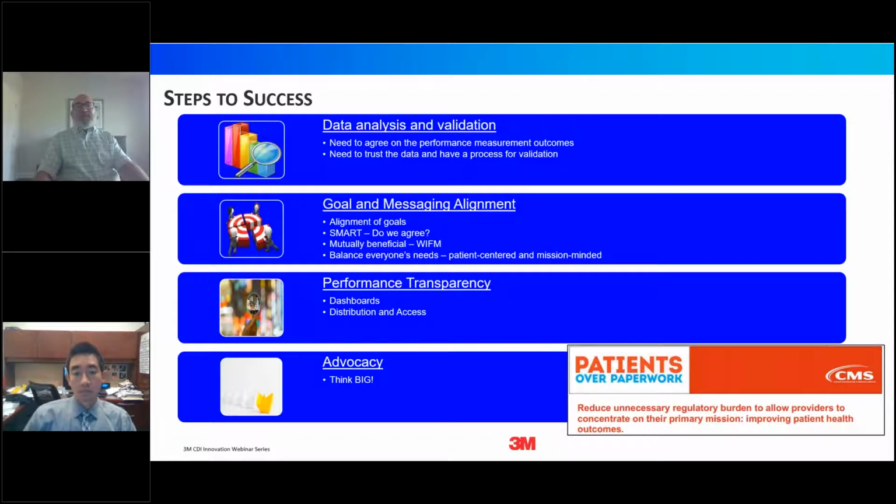And as Jason said, there's a whole advocacy around thinking big. CMS has this initiative called Patients Over Paperwork, and they want to reduce unnecessary regulatory burden to allow providers to concentrate on their primary mission, improving patient health outcomes. So, like we said, why do we need to have the doctor write a pathologist? We should be able to code directly from the pathology report.